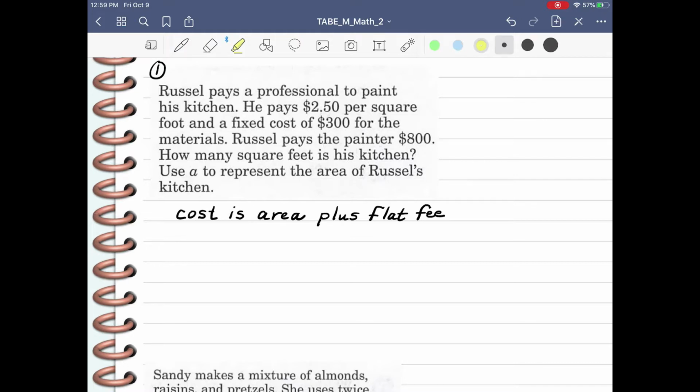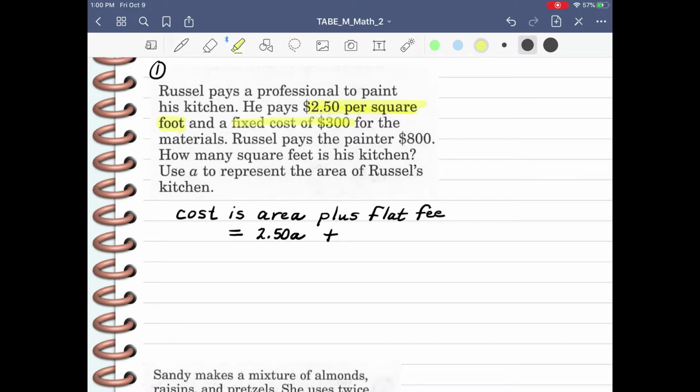So let's take a look here. We have $2.50 per square foot. That's area. So I'm going to say $2.50 per square foot, per each square foot. So there's my variable. It's 2.50 times a number of square feet. I know that plus is a plus sign. I know that is an equal sign.